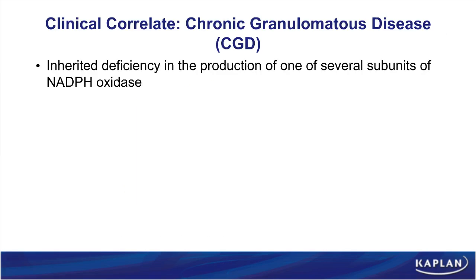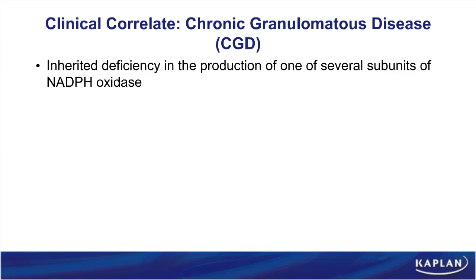So as I mentioned, deficiencies in oxygen-dependent killing mechanisms manifest themselves as immunodeficiency diseases. And one of the really high yield and important diseases that they love to test on is chronic granulomatous disease. So we're going to talk about some of the features of CGD, and then we'll walk through the pathway of CGD so that you really get a good feel for the types of questions that they can ask you based on this vignette.